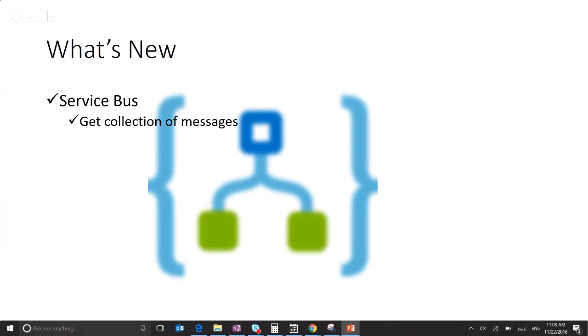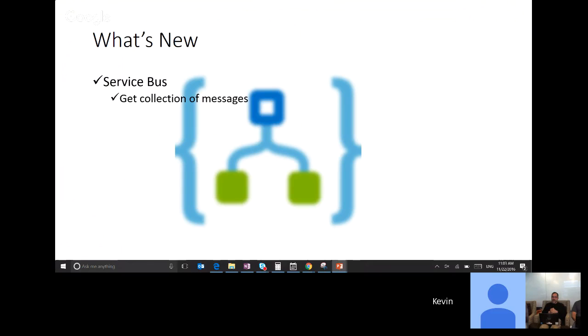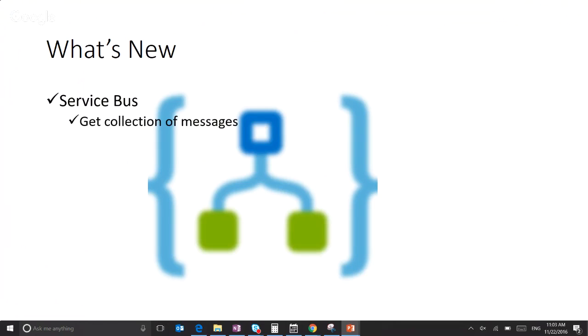Service bus. We added a trigger and an action so that when you do a get, you can actually get a batch of messages all at once instead of doing individual gets on those messages. So now you can get a collection of messages and pass them as a collection to your other objects.